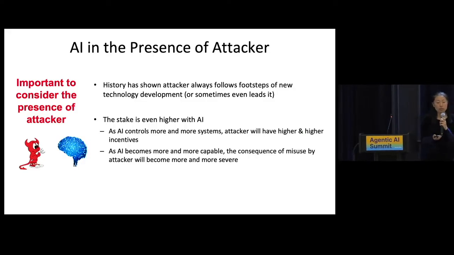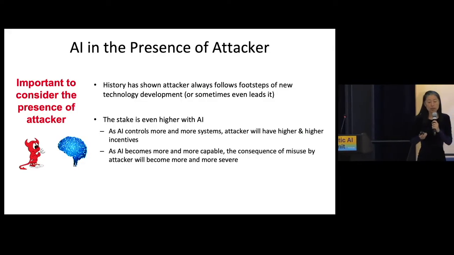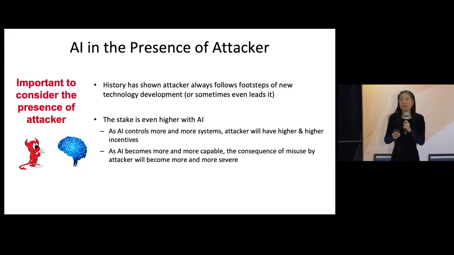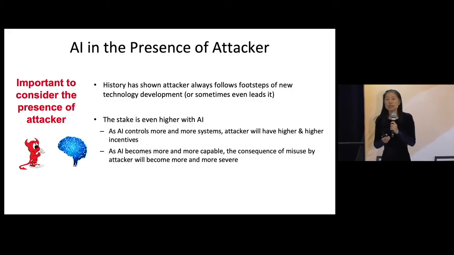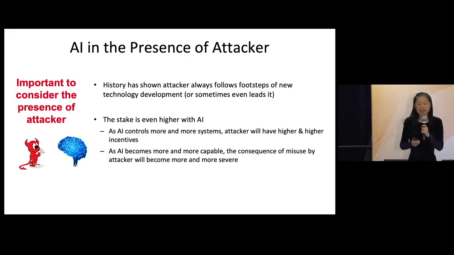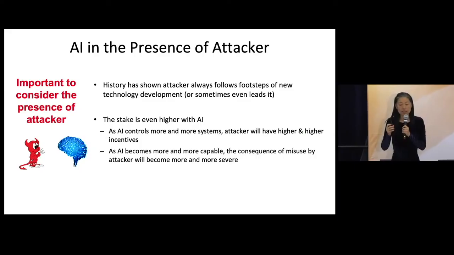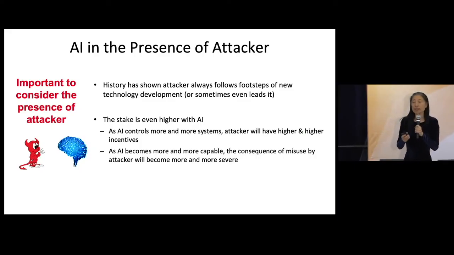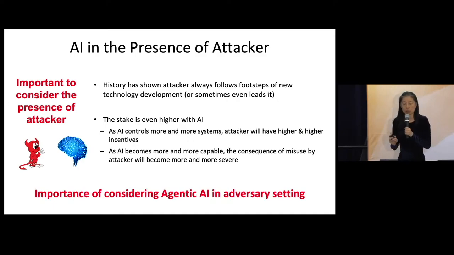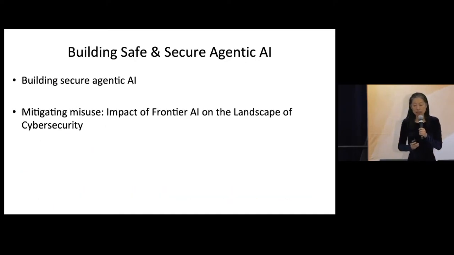Always follows the footsteps of technology development, or sometimes even leads it. And also the stake is even higher with AI. As AI controls more and more of the system, attackers will have higher and higher incentives to compromise these systems. And also as AI becomes more and more capable, the consequence of misuse of AI by attackers will also become more and more severe. And hence, it's really important for us to consider agentic AI in the adversary setting.